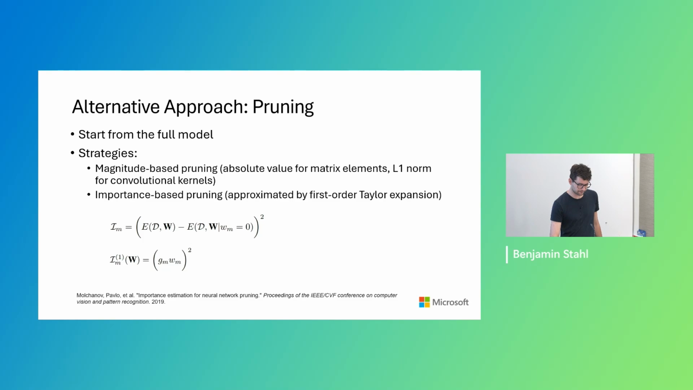So there's an approach where there's a so-called importance of a weight, which is the squared difference between the loss function of the model with a certain weight and the model with the weight set to 0. And this importance can be approximated by its first order Taylor expansion, which is just the gradient multiplied by the weight value, squared.